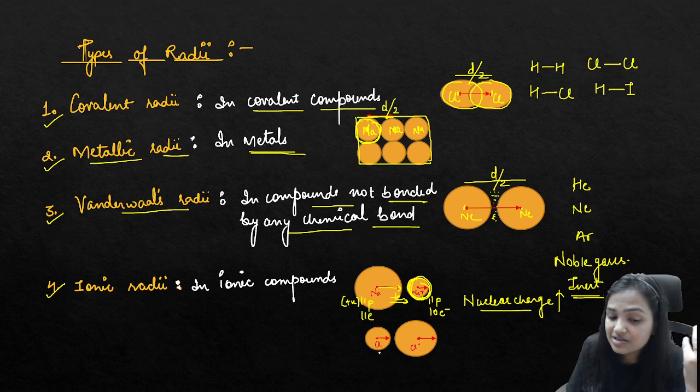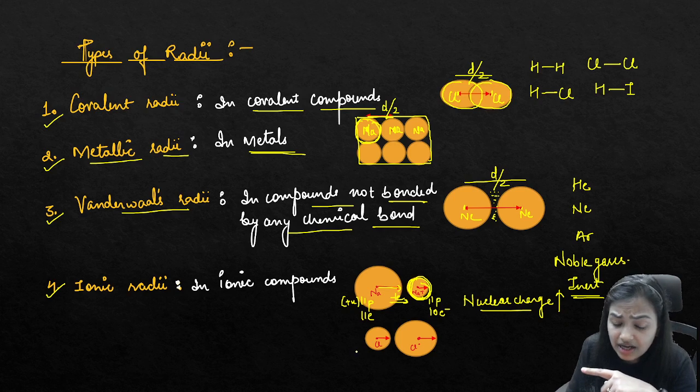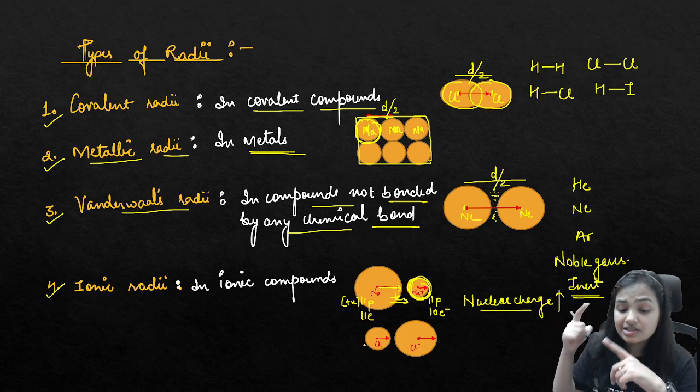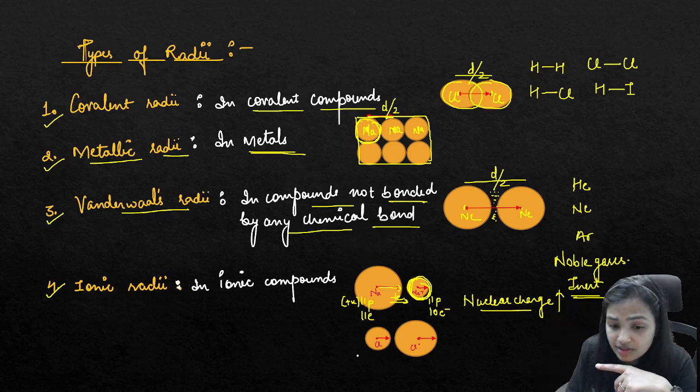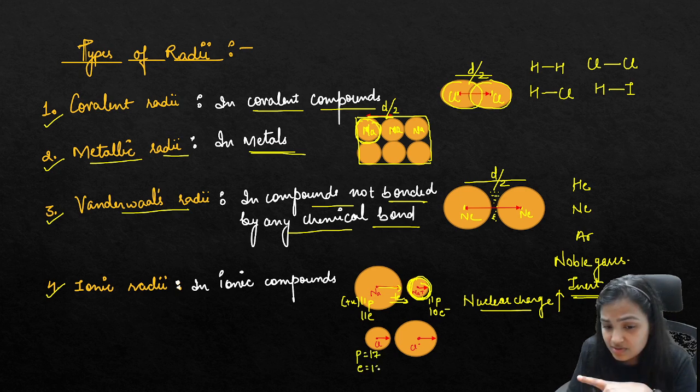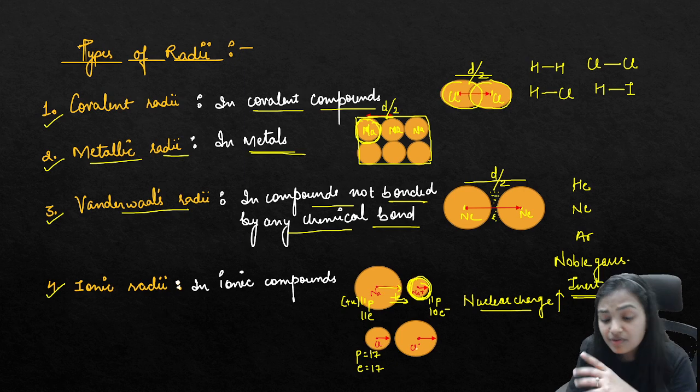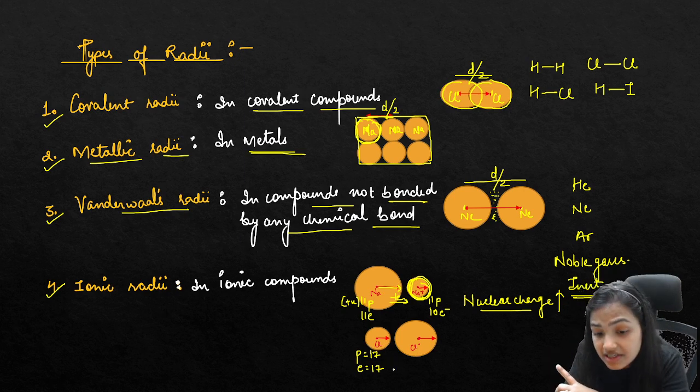Now what happens in the case of chlorine? If you talk about chlorine, its configuration is 2, 8, 7, which is 17 electrons, and it comes just before argon. Here the number of protons is 17 and the number of electrons is 17. But if you talk about Cl negative, Cl negative can only be formed by the addition of one more electron.